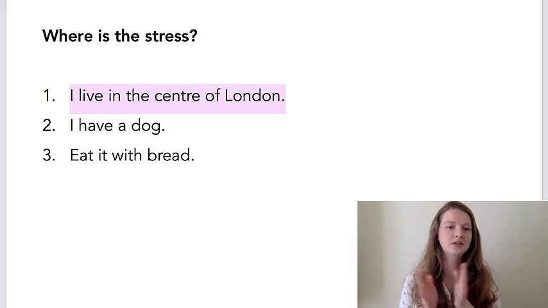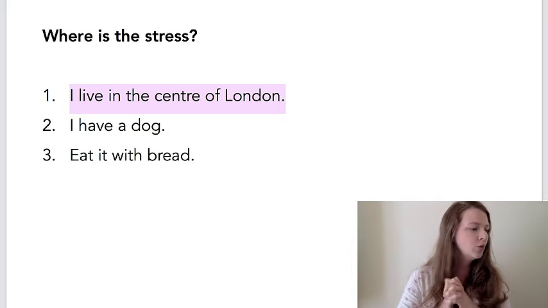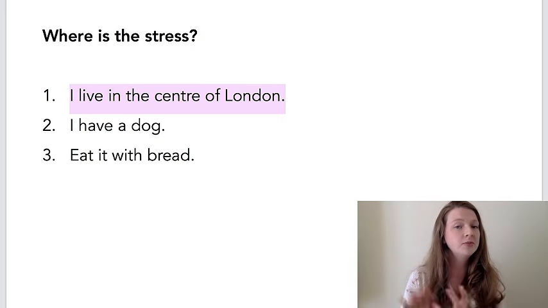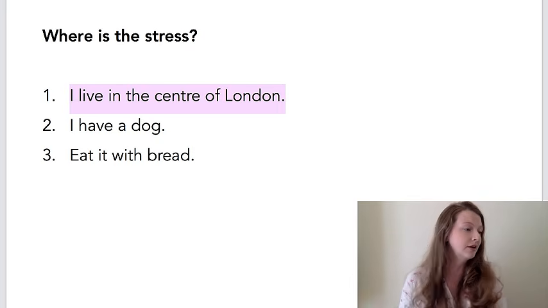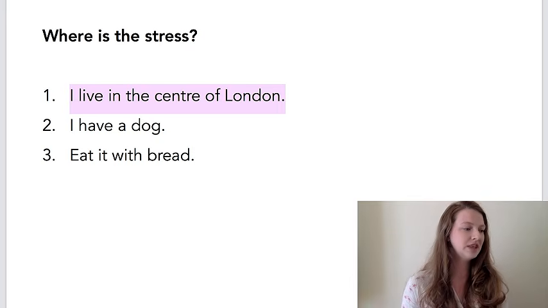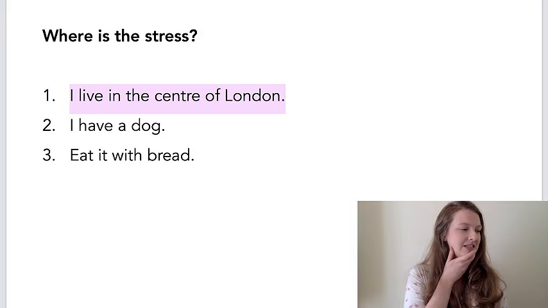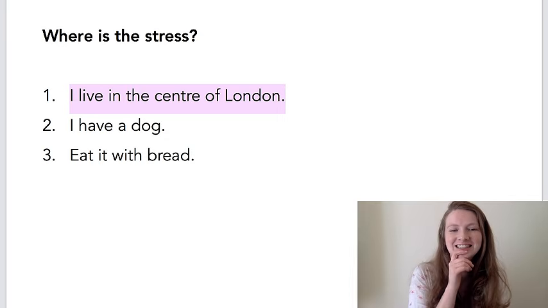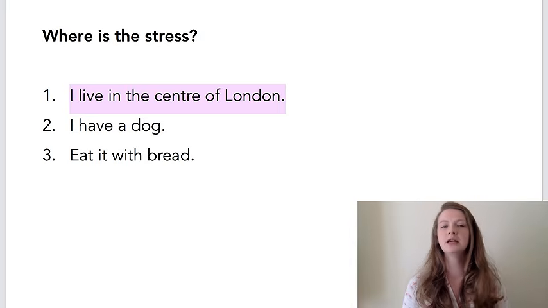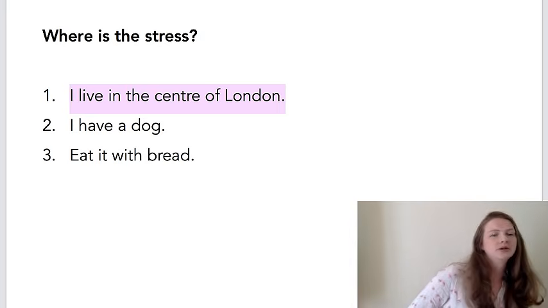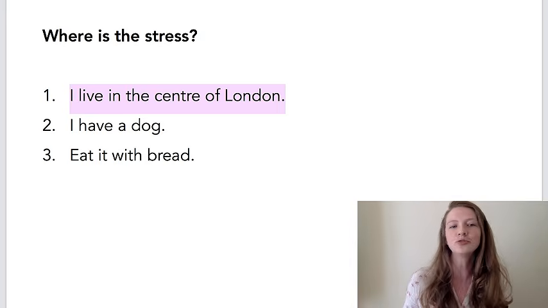Which words do we also normally stress? Nouns, verbs, adjectives, adverbs, negative auxiliaries. What do we think? Okay, Husam says center. Center is one, but we need to stress more than one word. We don't say, I live in the center, okay? We need to stress something before that, guys.